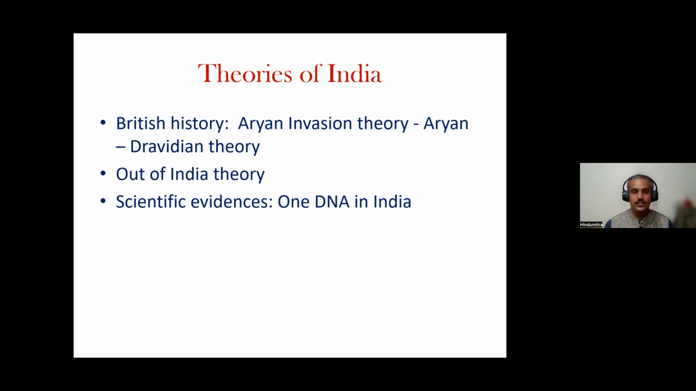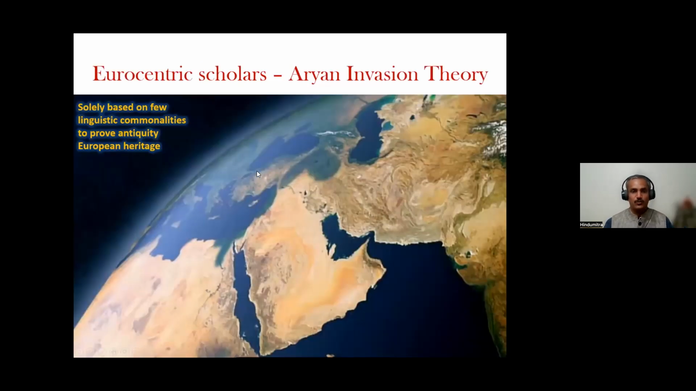For the last 30 years, numerous scholars have put forth a new theory, based on genetic, archaeological and other evidences, which is the Out of India theory, another theory of India. And with technological advancements in biotechnology and other fields, based on scientific evidences, there is another theory called the One DNA theory. So we will look into it, then we will see how they work out.